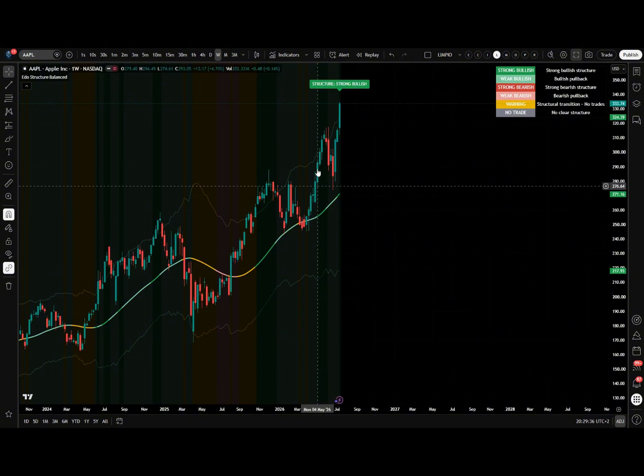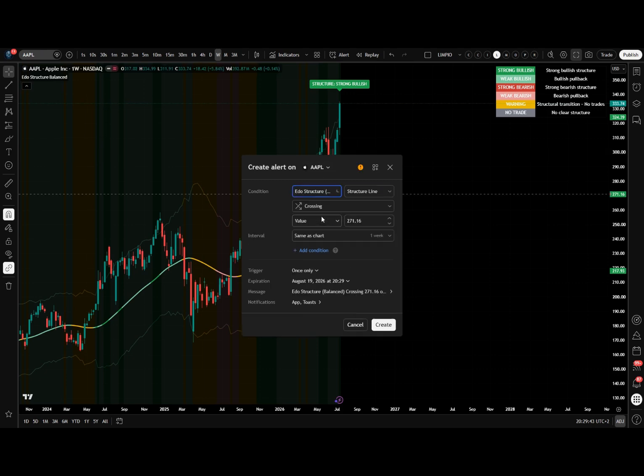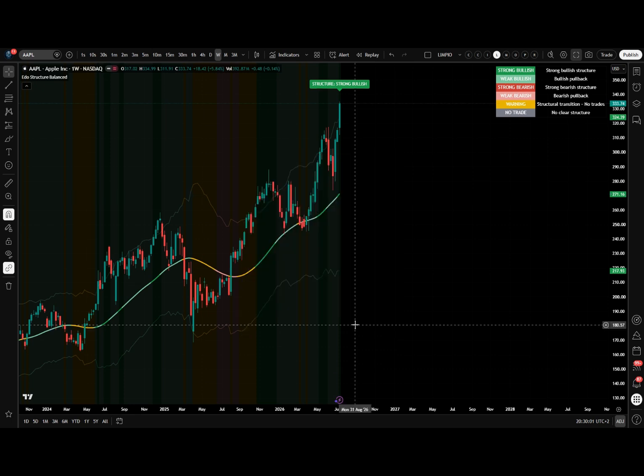And when you are ready to automate it, just open the alert menu. Select Edo Structure as the condition. Now open this second list. These are the outputs you can build an alert on. You can trigger on the structure line itself, on the upper band, or on the lower band, and then simply choose how it fires. Set it once, and Edo Structure keeps watch on the market for you.